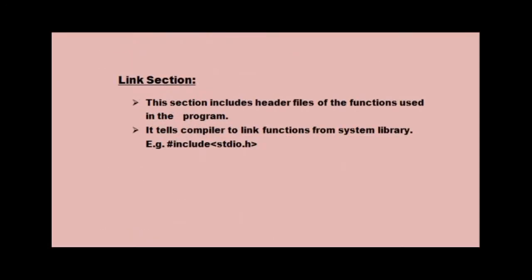Next section is our link section. It includes the header files of the functions that are used in the program. Preprocessor directive tells the compiler to include the functions or to link the functions from the system library. This section consists of statements like #include <stdio.h>. Here stdio.h is the standard input output header file.